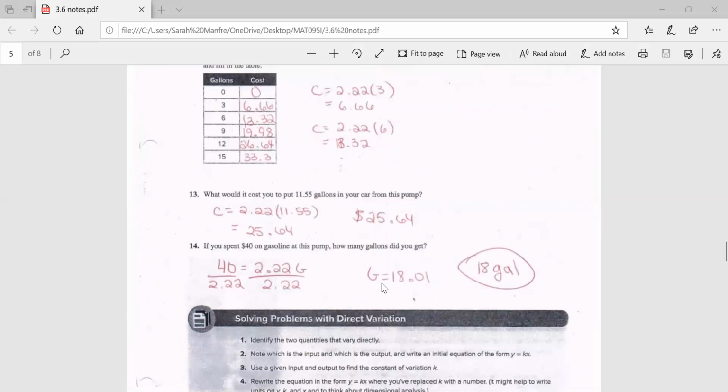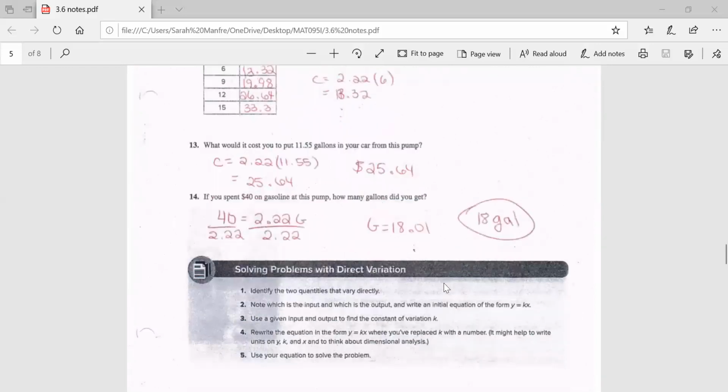Now, if I spent $40, we're looking at something else. Before, we kept replacing G in the equation, but $40 is now my cost. So cost, 40, is equal to $2.22 times the number of gallons. To solve this, I have to divide both sides by 2.22, and 40 divided by 2.22 gives me 18.01. So they pretty much bought 18 gallons of gas.